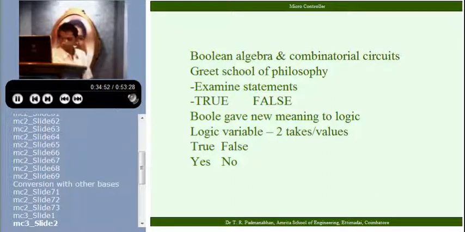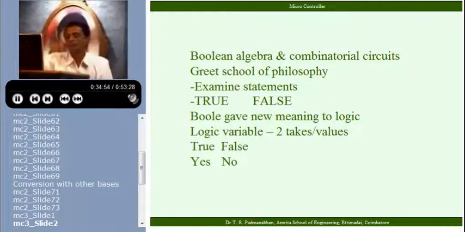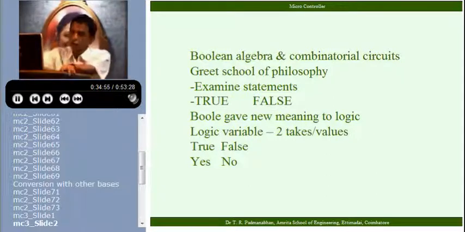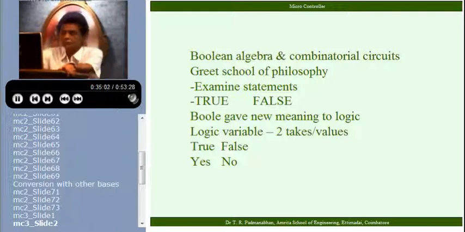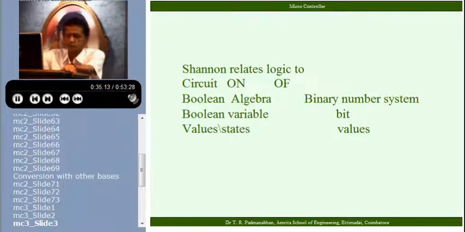So, Boolean algebra. In the old days, the Greek philosophers examined statements, they said true or false. Boole gave new meanings to this. He said a logic variable can have 2 states, yes or no. 2 states or values, yes or no. True or false.